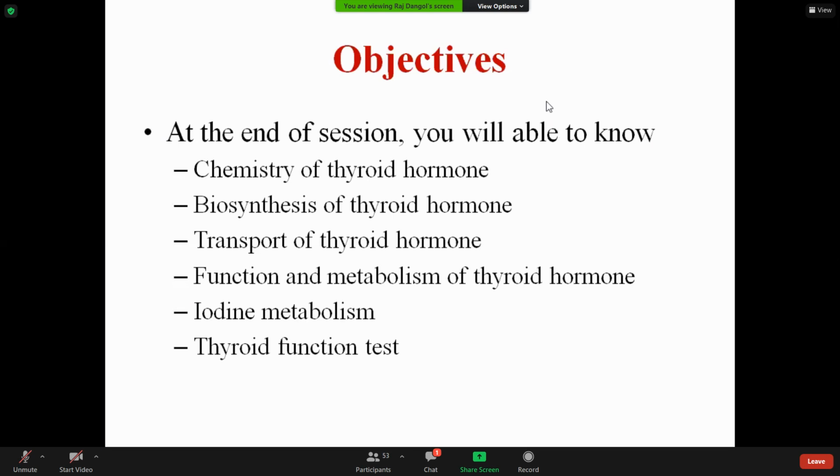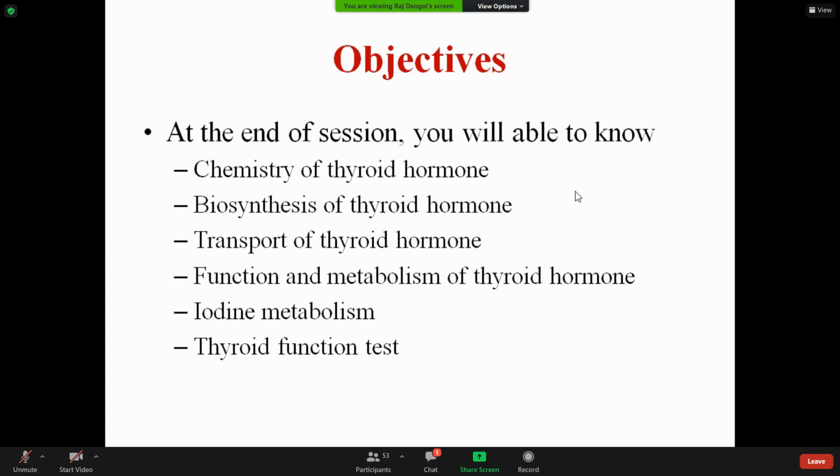Okay, so today I will teach about the thyroid hormones. On these thyroid hormones, you will know about the chemistry of this thyroid hormone and how this thyroid hormone is synthesized in the thyroid gland. And after synthesis, how this thyroid hormone is transported to the target organ for its function, and how it is metabolized in the body.